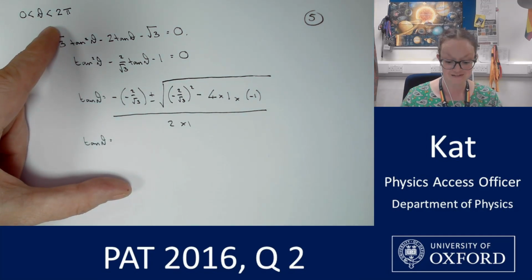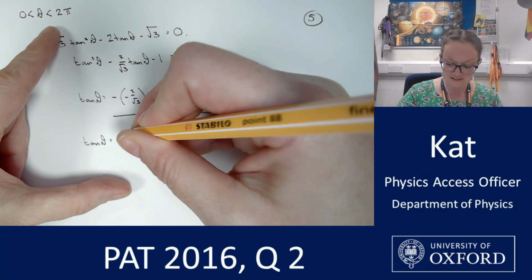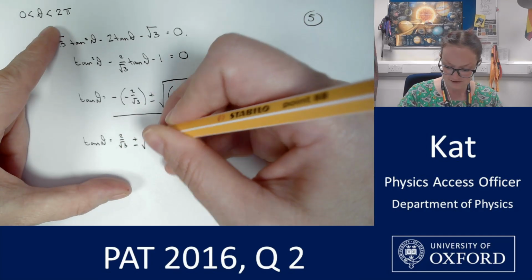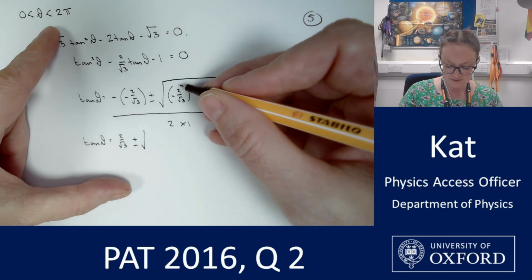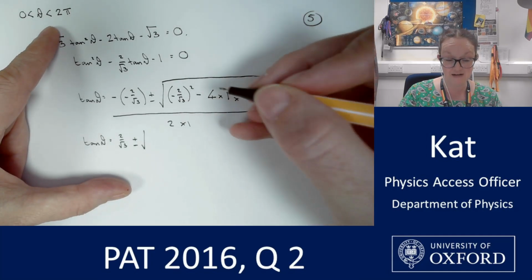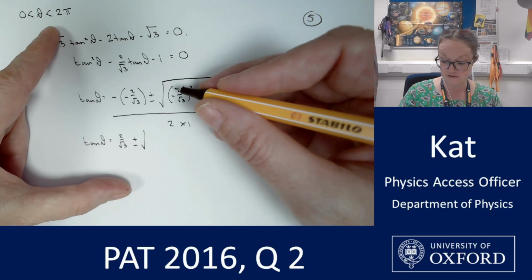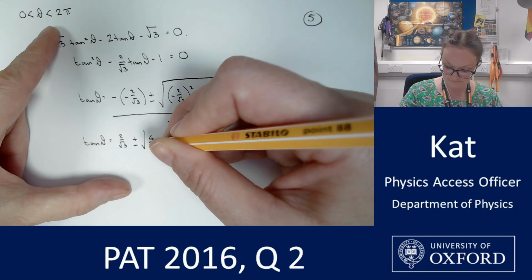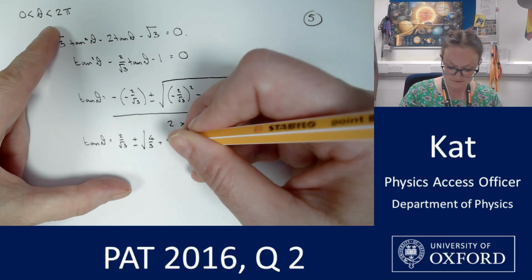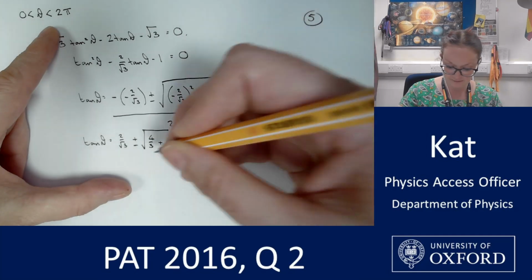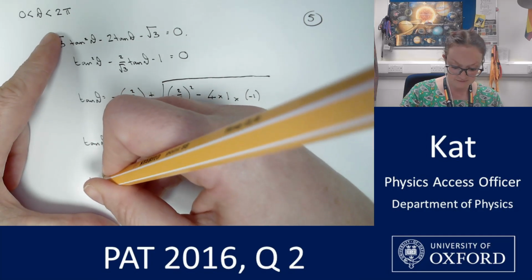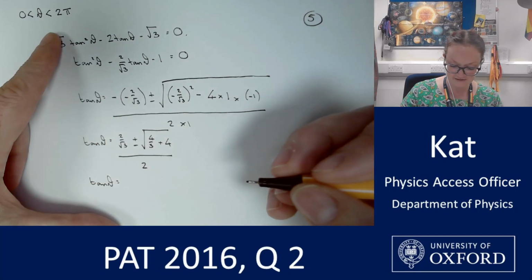And now let's start simplifying. So I've got tan theta is 2 over root 3 plus or minus the square root of. Now minus 2 over root 3 times minus 2 over root 3 is going to give me positive 4 over 3 plus 4 inside that bracket, and that is all over 2. Keep simplifying. I'm going to get tan theta.